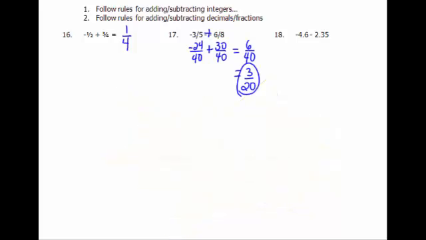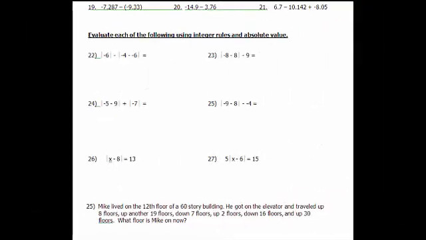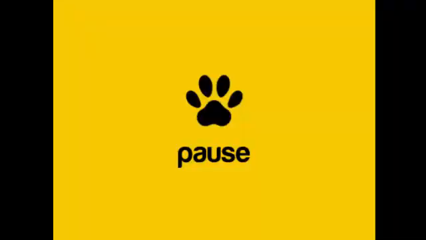The next one is a decimal. So I have -4.6 minus 2.35. Same signs, add and keep. Pretty straightforward. Could probably do it in your head. And you should get -6.95. Let's go on to the next page. There are 3 at the top. You can try those on your own and come back and check your answers.